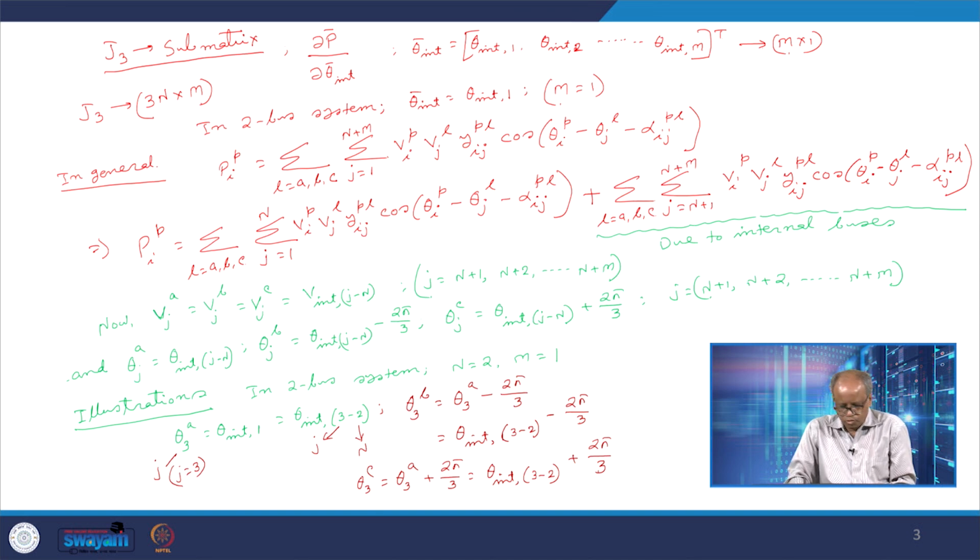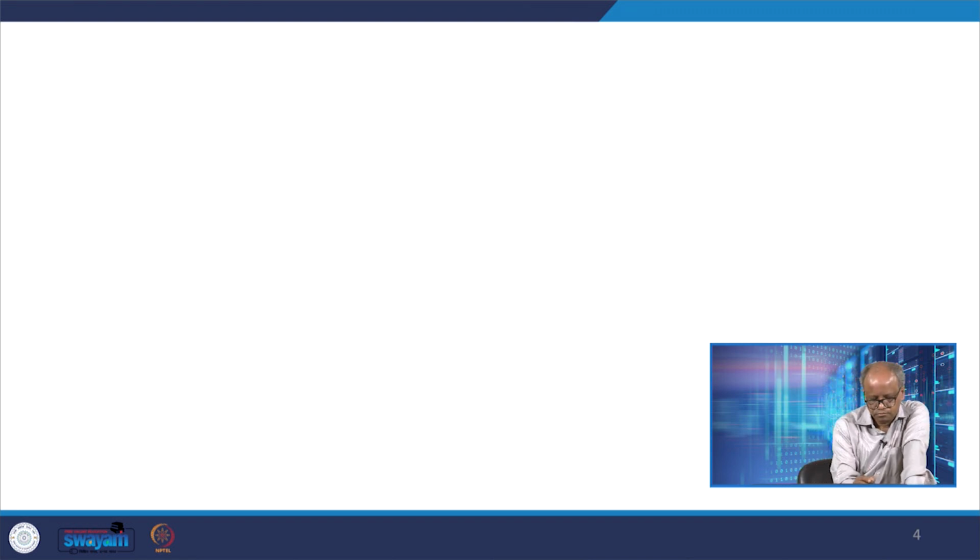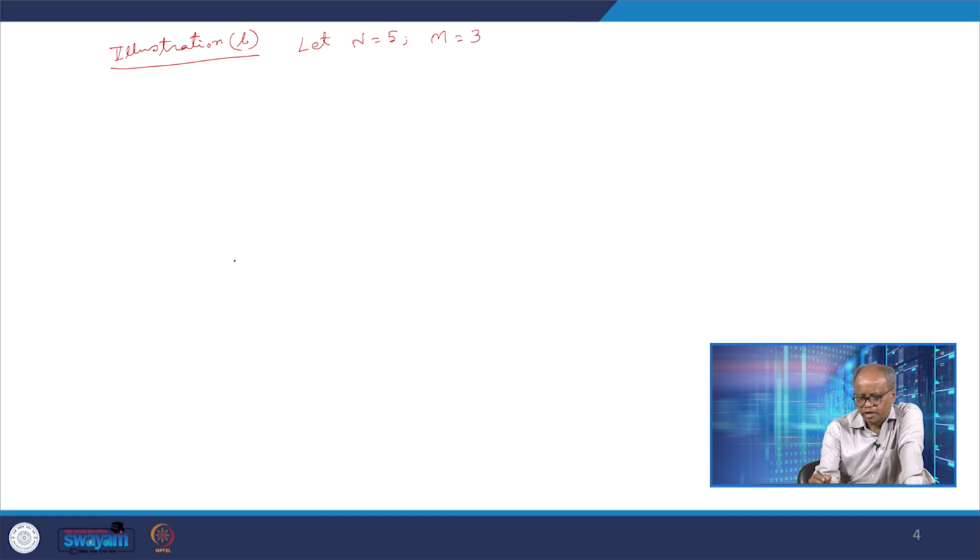So this is example A. Suppose on the other case, illustration B, let n be equal to say 5 and m equal to 3. That means my internal buses, after 5, would be 6, 7, 8.